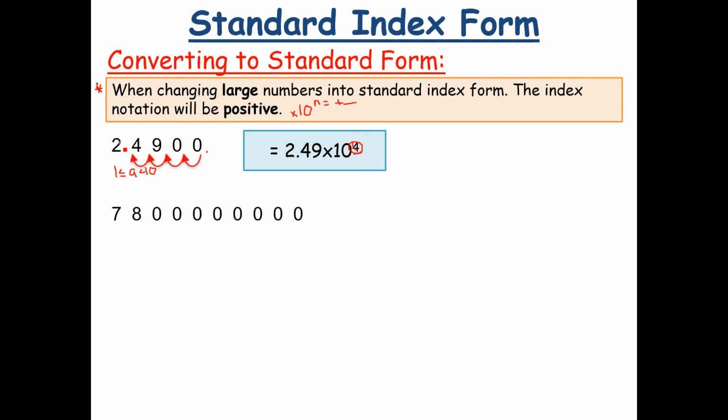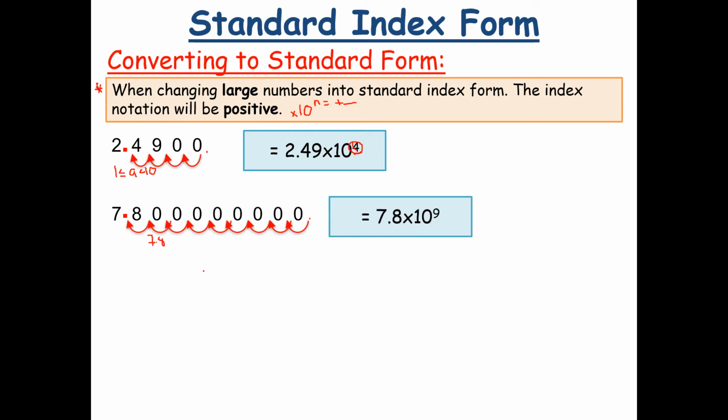So we've got a really big number here. Where will we put our decimal place in order for it to become correct? It would be between the 7 and the 8. So we get 7.8. And then our decimal would have originally been here. So how many times are we moving it backwards? We're moving it once, twice, 3, 4, 5, 6, 7, 8, 9 times. So your final answer would be 7.8 times 10 to the power of 9 in standard form.